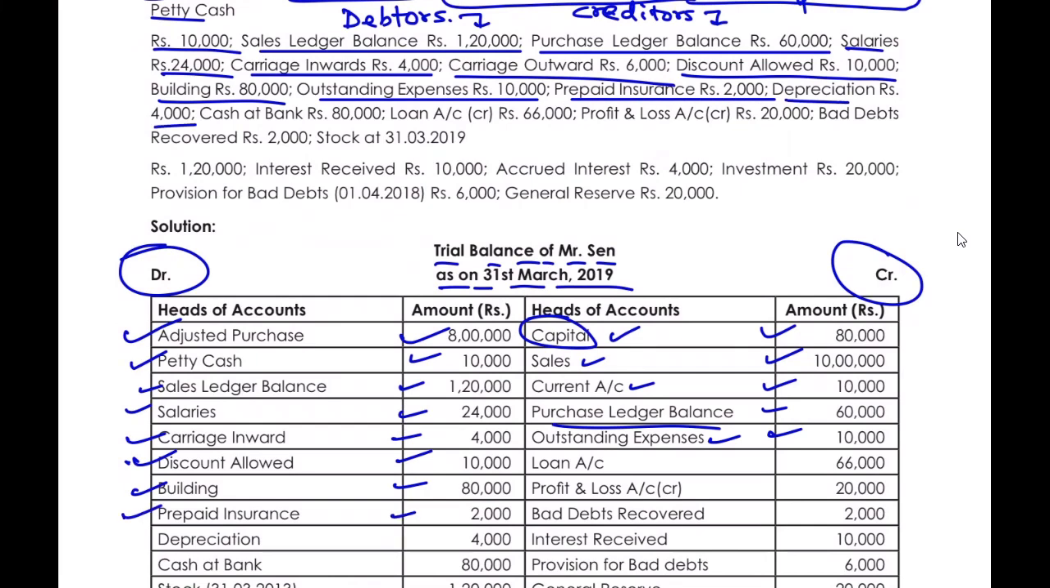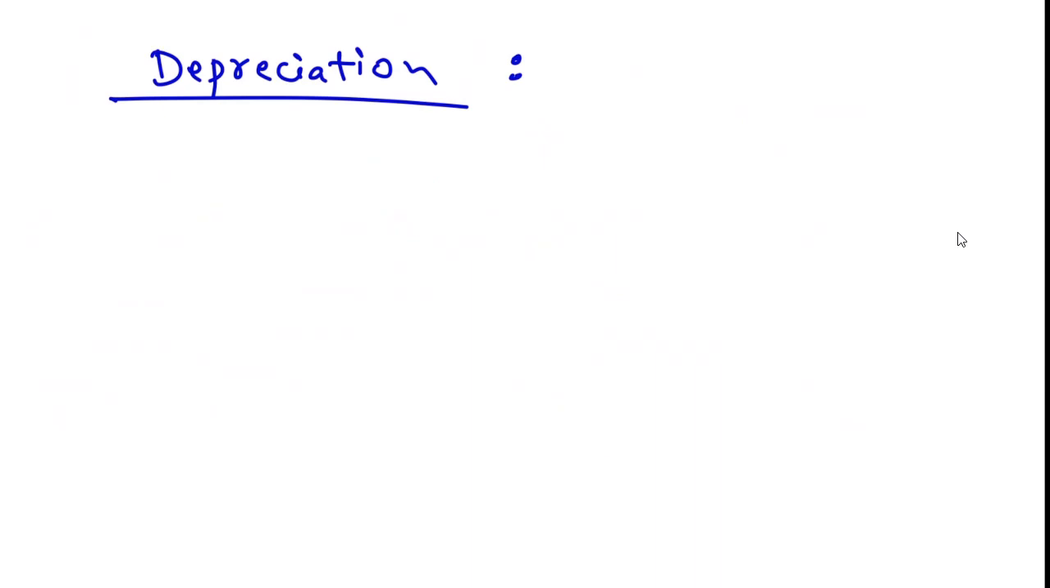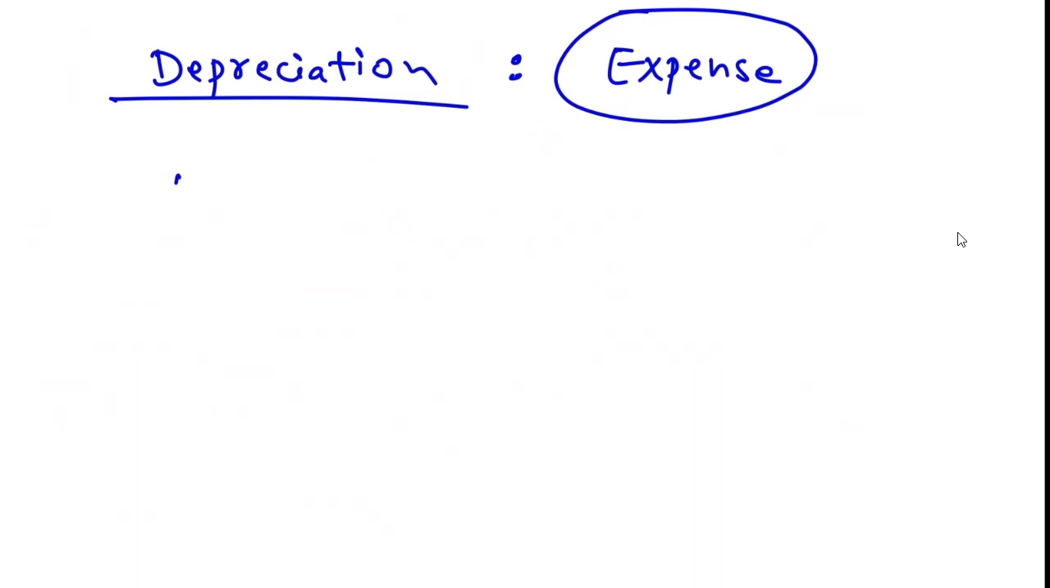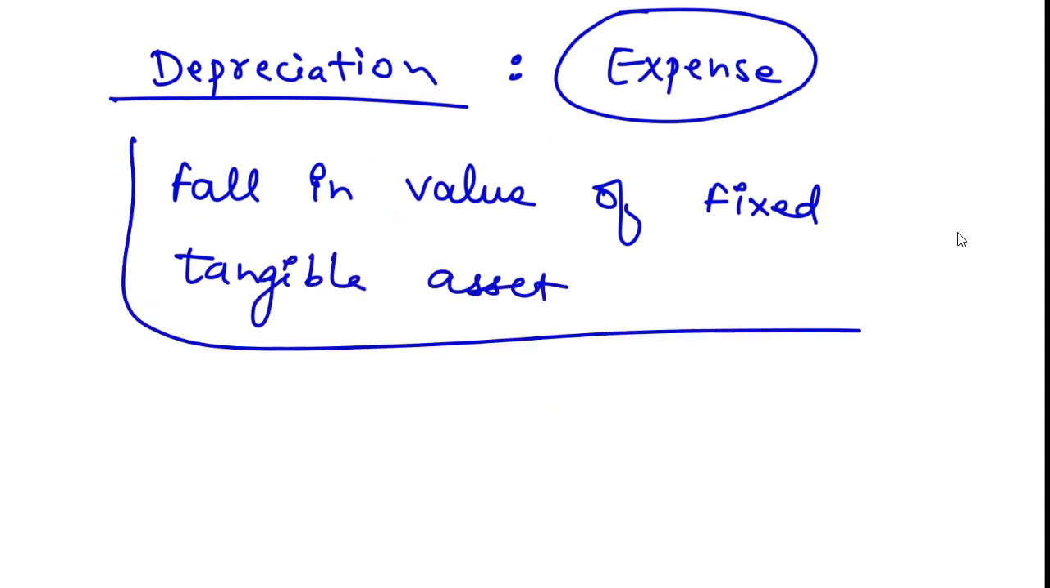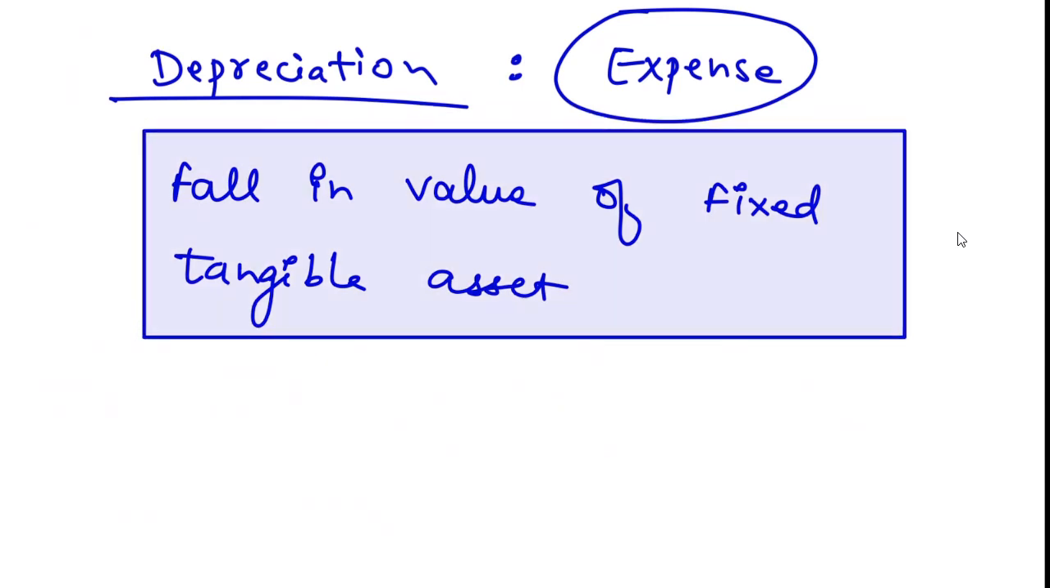Depreciation. What do you mean by depreciation? We also have a separate full chapter on depreciation, but obviously I have to give you a brief on it. What is depreciation? Depreciation is an expense. Why is it an expense? Because this represents the fall in value of fixed tangible assets.